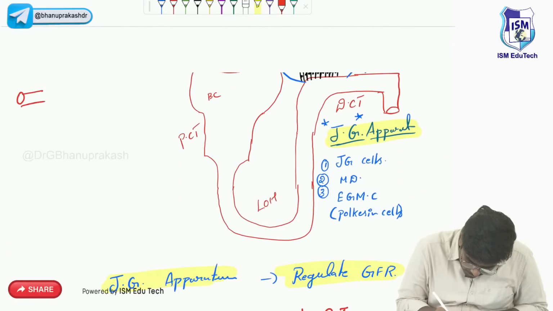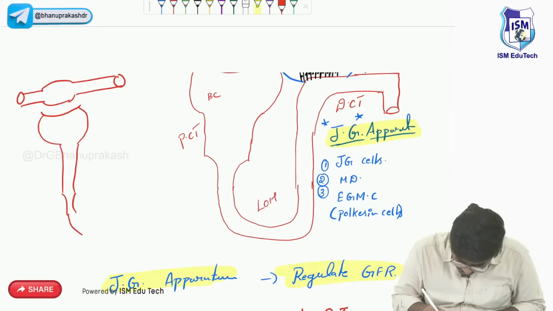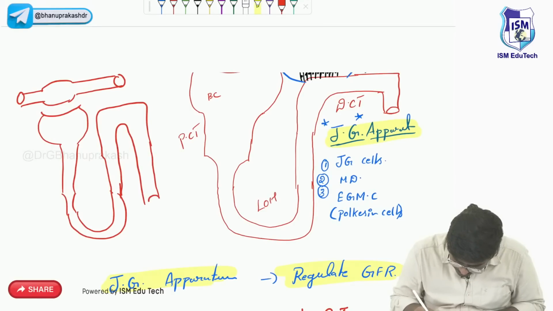This is the afferent arteriole. This is the glomerular capillary. This is the efferent arteriole. Here is your Bowman's capsule. This is the proximal convoluted tubule. Down here, you have the loop, ascending loop, descending loop, thick segment, distal convoluted tubule, collecting ducts.